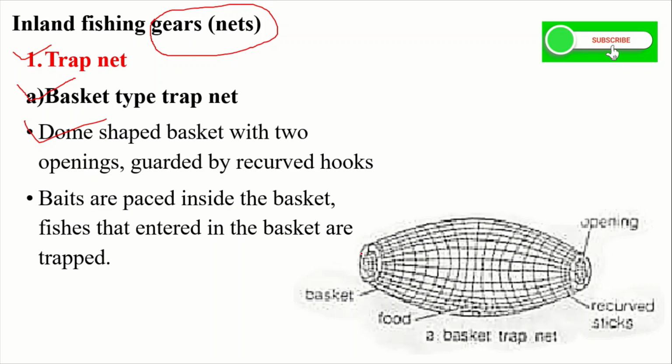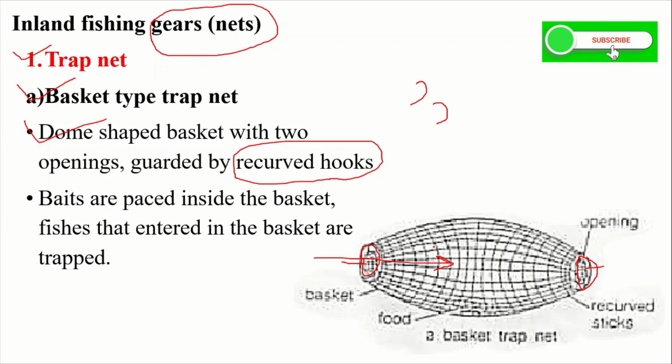Here is a diagram of this particular basket type of net. It is a dome shaped basket, a type of trap net, with two openings on both sides. These openings are guarded by recurved hooks, made from bamboo. These hooks are recurved, backward directed, along the openings, due to which the fishes which enter into this basket cannot come out of it.